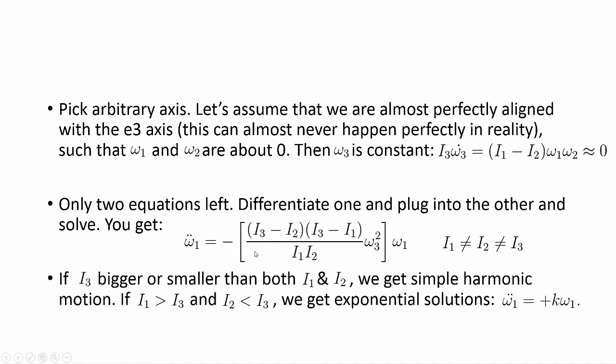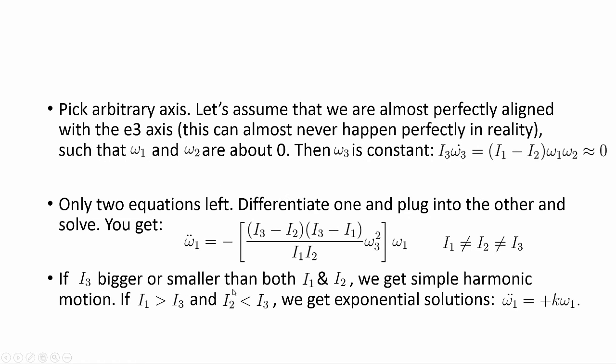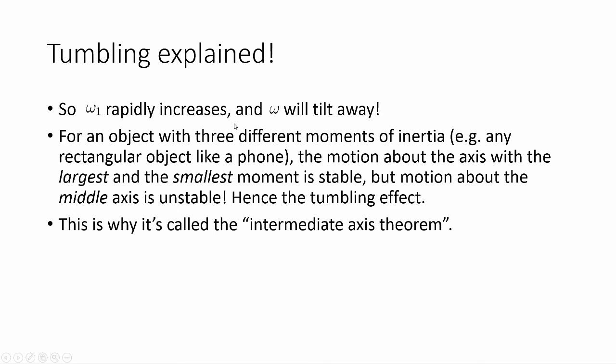But in the case where I1 is greater than I3 and I2 is less than I3, we get exponential solutions. This becomes a positive constant in front, and e to the x is the only function that satisfies that differential equation. So this explains why you see the tumbling effect, because you have this exponential increase in omega 1, or whatever the axis is, the intermediate axis, the one where you have a moment of inertia value that is between I3 and I1, and eventually that causes it to tilt away. And that's why it's called the intermediate axis theorem, because it's the principal axis about which you have the middle moment of inertia that will cause unstable motion. But the other two, the smallest and the largest moments, will not cause unstable motion. So it's a really cool effect to see mathematically.